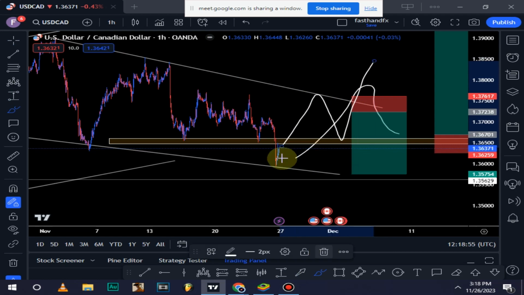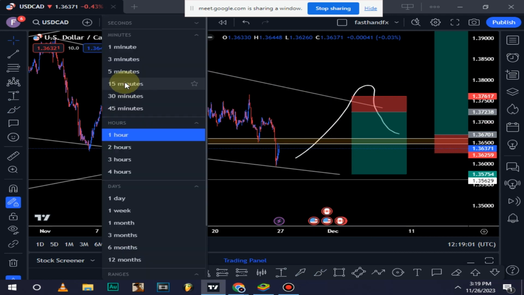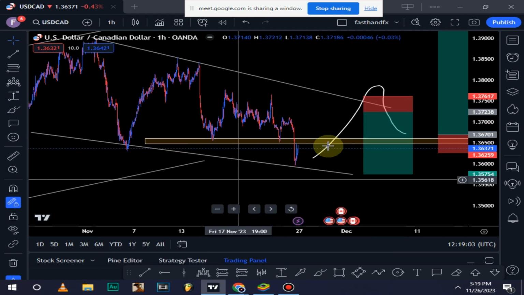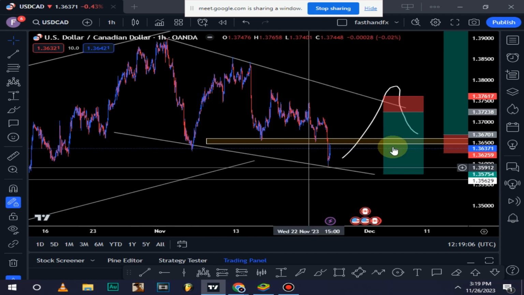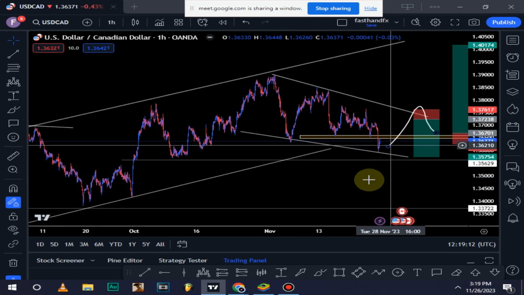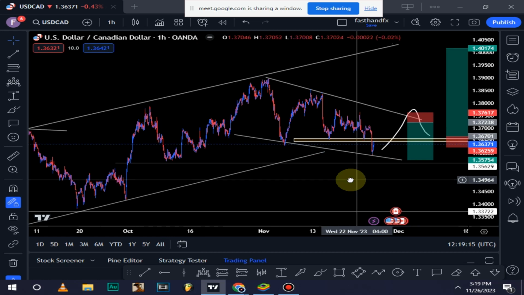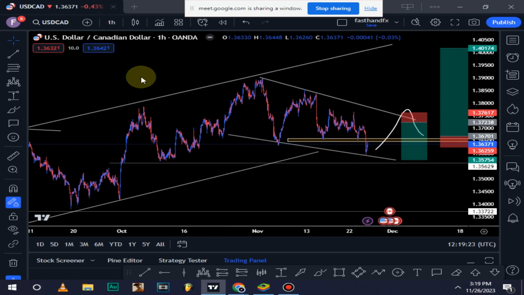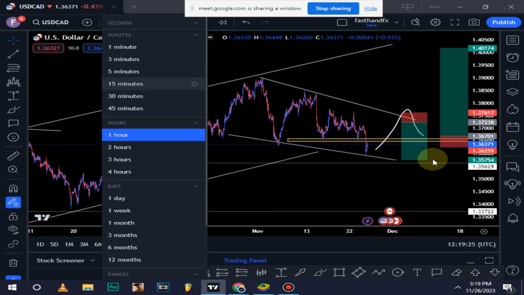Guys, patience. I don't know when this move will happen. What I'm seeing, let me go back to the 15, because for now I've not seen any reversal structure that tells me the market wants to go up, to take a buy position right now, and I'm not seeing a reversal structure to tell me that the market is going down. Everything is clear. I just have to stay away for now.